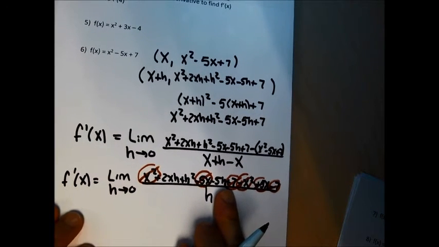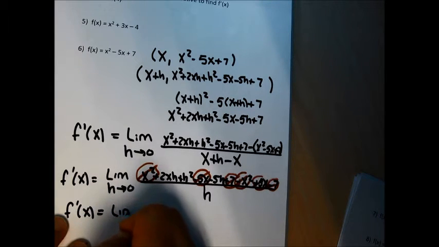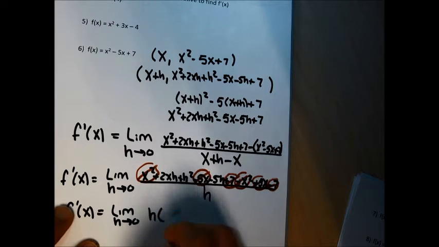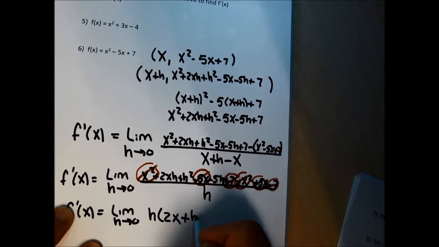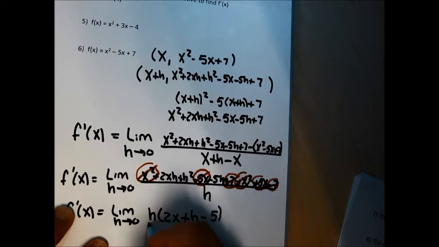Now I'm going to factor out that h. So I'm going to say the derivative, which is a formula for the instantaneous rate of change, is a limit as h goes to 0. Factor out an h from each one of these. From that 2xh, if I take out an h, I have a 2x left over. From that plus h squared, if I factor out an h, I have a plus h left over. And from that minus 5h, if I factor out an h, I have a 5 left over.